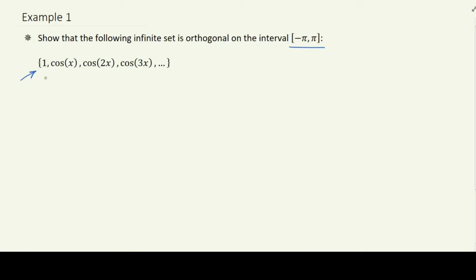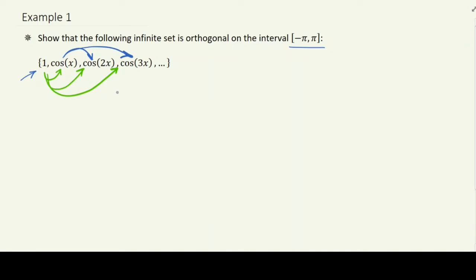To clarify, one pair of functions is going to be 1 and cosine x. The other one is going to be 1 and cosine 2x. We have also 1 and cosine 3x, and so on and so forth. That's one class of pairs of functions. The other one is going to be, for example, cosine x and cosine 2x, cosine x and cosine 3x, and so on and so forth. So we have infinite pairs of functions here, and we want to calculate the inner product of each of these pairs of functions.